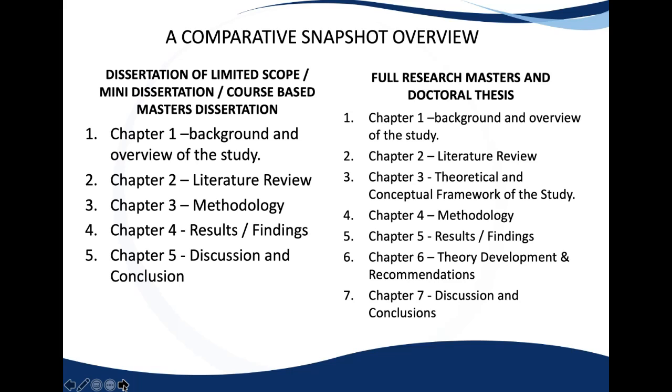So the course-based master's dissertation typically has 5 chapters, and I say typically because it's typical. It's not defined as exclusively that. The first chapter is always the background and overview of the study. The second chapter is generally the literature review. So you will notice that a full master's, research master's, and a doctoral thesis have the exact same chapter setups. Of course, the depth, the length, all those things change with each.